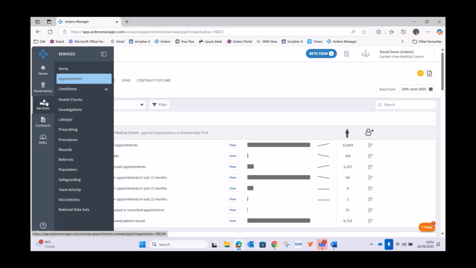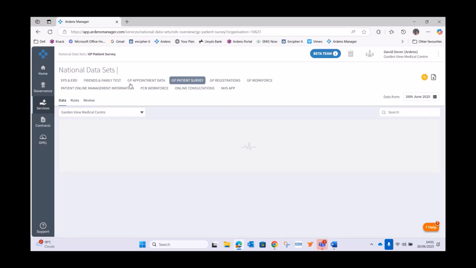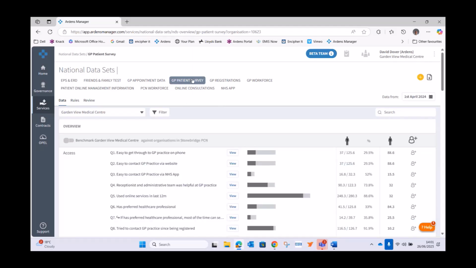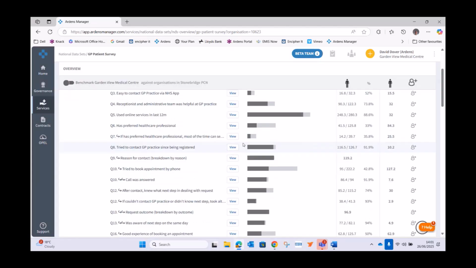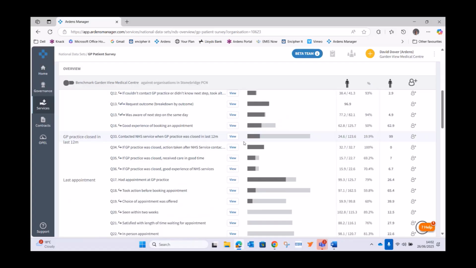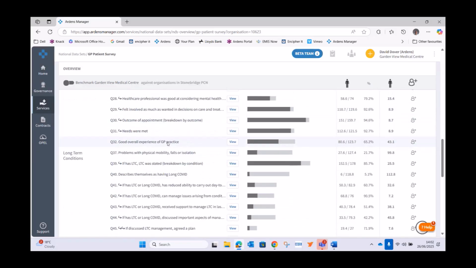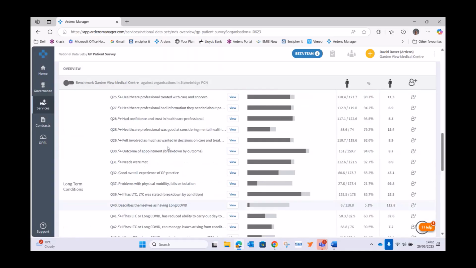If we go into that services menu again, down to your national data sets, and then within here you've got various things. I'm not going to go into each and every one, but you do have feedback from all of the questions that your patients answered in and around GP surveys, how easy it was to get through on the telephone, website, NHS app. So if you are interested in what those patients who have completed those surveys are actually saying about your practice, then it breaks down each and every one of those questions on that survey. You may or may not be interested in that. You may not want to look into that, but it's there for you.